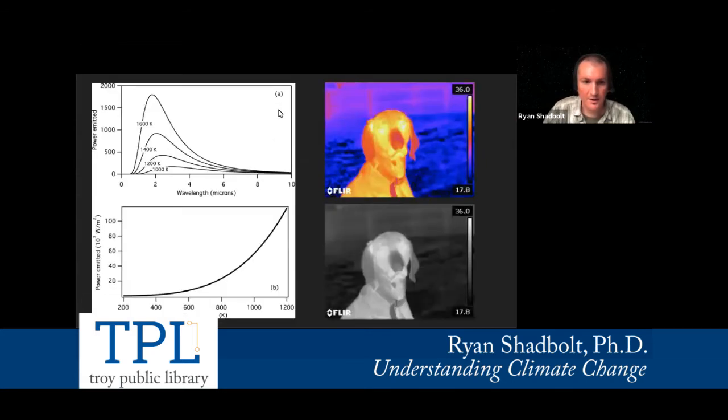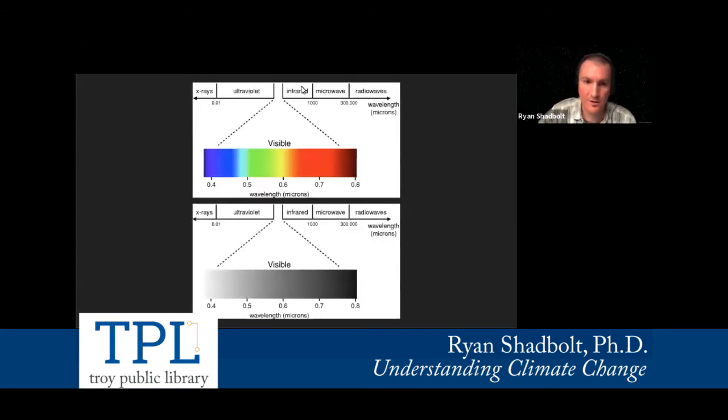Earth is, in comparison, much cooler, around 300 Kelvin. Its peak is closer to 10 microns. And its peak falls, therefore, within the infrared spectrum.